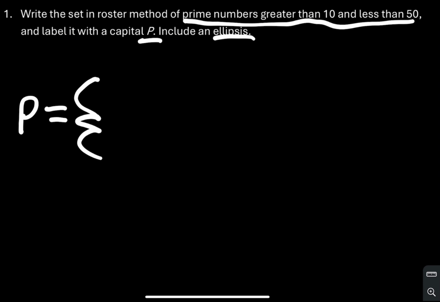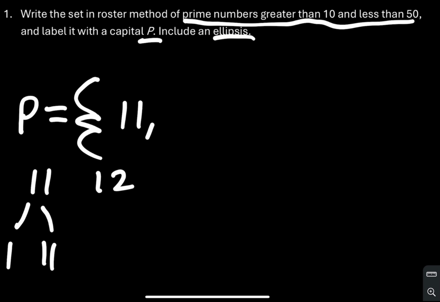Now, we're going to start off with our first number, 11. So in our set, 11 is the first number we're going to have, because remember, we're not including 10 in our set. So we're going to see if 11 is a prime number. So we have 1 and the number itself, which is 11. And we can't break down 11 any further. So therefore, 11 is going to be our first number in our set.